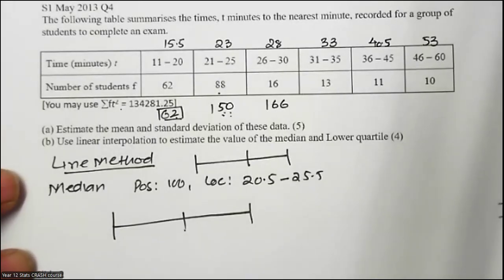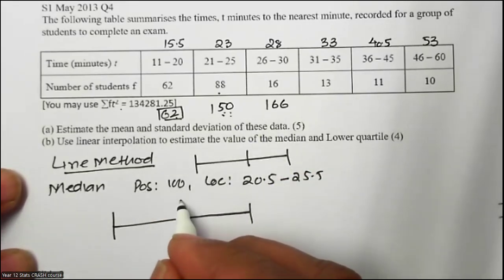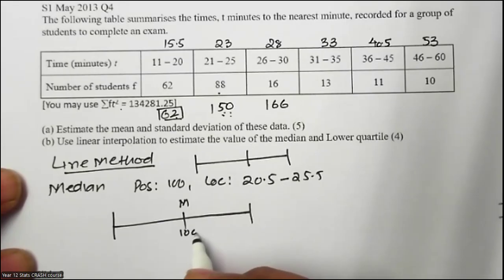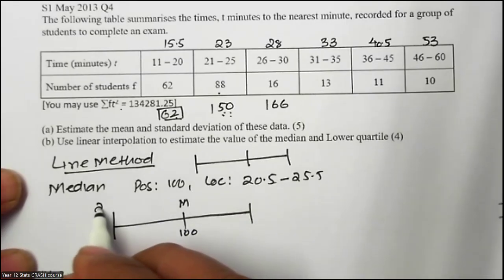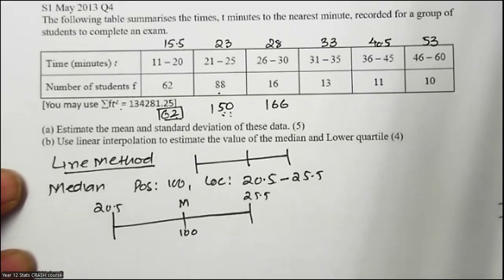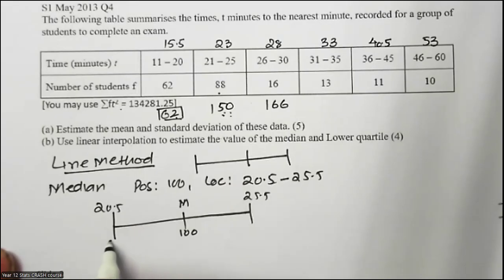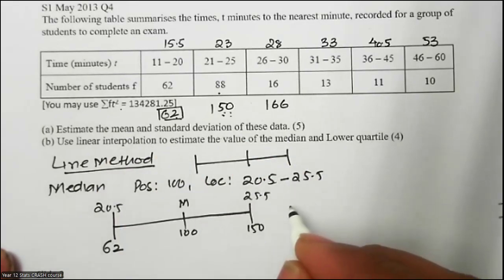The quick one, the line method, which the textbook does. I'm doing it for the median. The median position is 100. It's between 20.5 and 25.5. And what do we put at the bottom? The two cumulative frequencies: one before that interval and one in that interval. So what do we do after that?